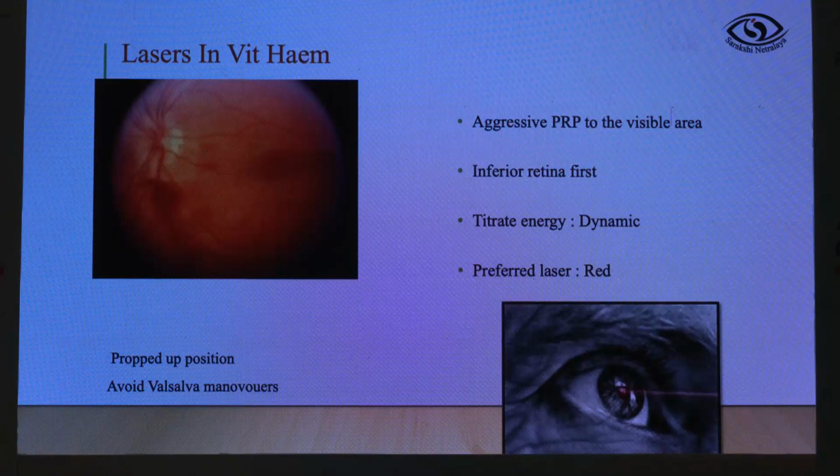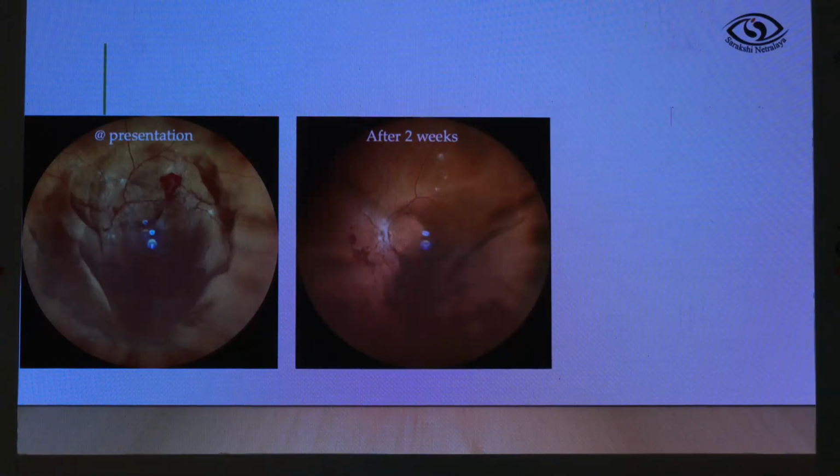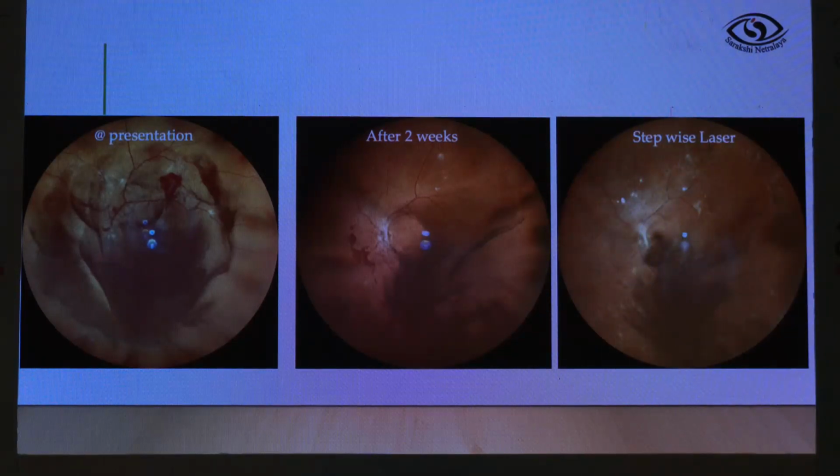In cases of vitreous hemorrhage, as I already told, always do the inferior retina first. Always titrate the energy according to the amount of the vitreous hemorrhage and also the area you are doing. And in such cases also, the preferred laser is the red laser. So this is a case which was presented at the presentation. After 2 weeks, there was reduction in the vitreous hemorrhage with just conservative management, and then the stepwise laser was done. As the vitreous hemorrhage was clearing, the areas were lasered.